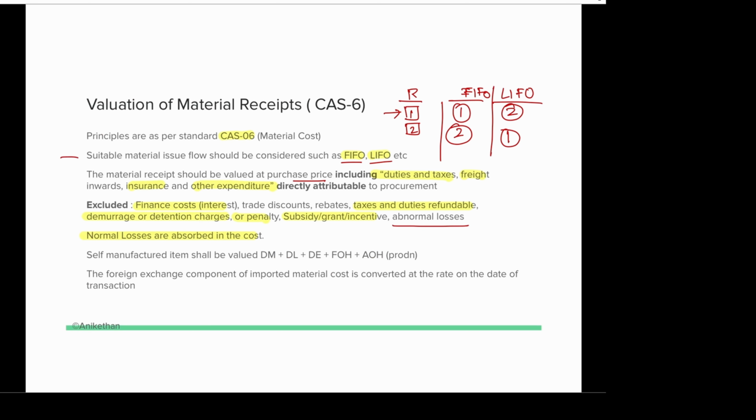Any abnormal losses that occur are not considered in material cost. However, normal losses are always considered in the material cost. For a self-manufactured item, that means if there are two factories and from one factory I am taking input material, it should include direct material, direct labor, direct expense, factory overhead, and production administration overhead as part of the material cost. Whenever a material is being imported, the conversion rate should be as per the date of transaction; that foreign exchange rate will be applicable.